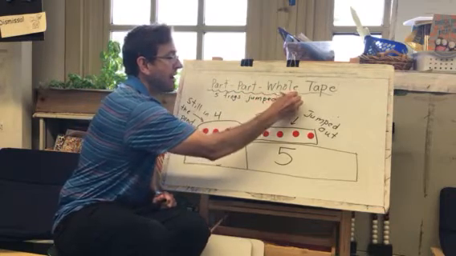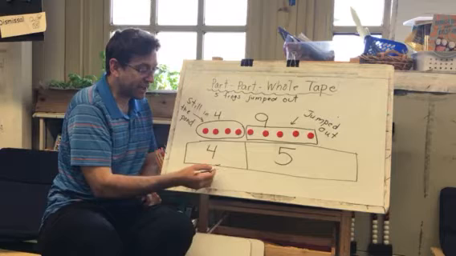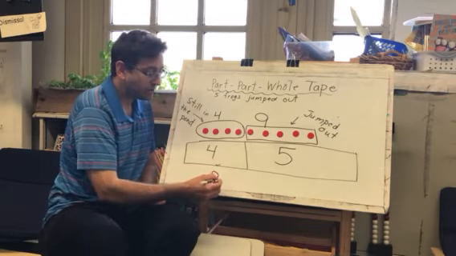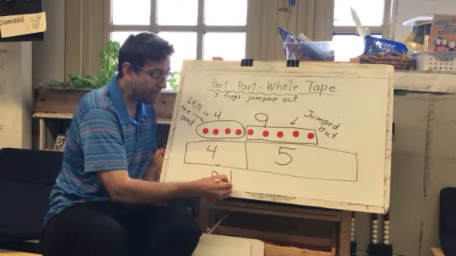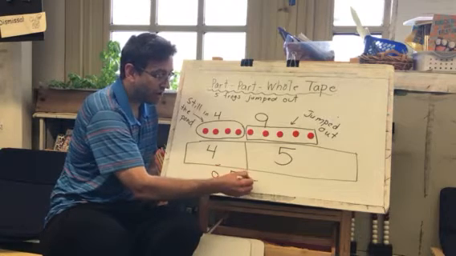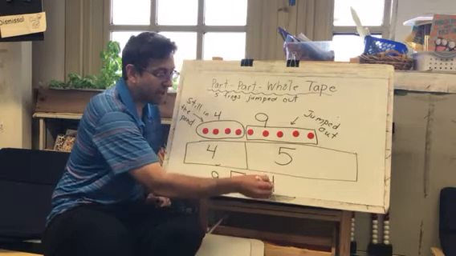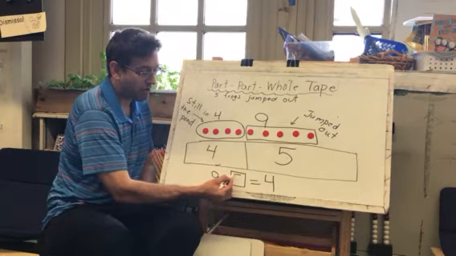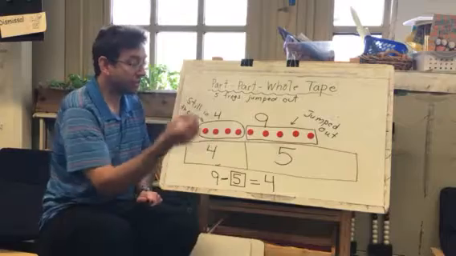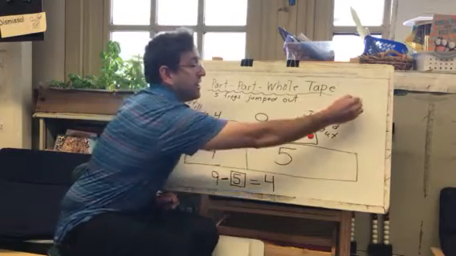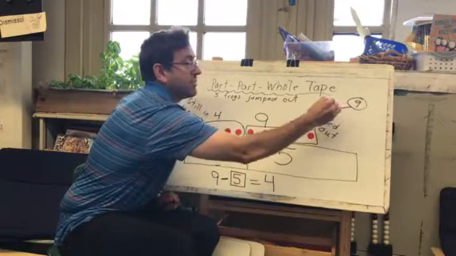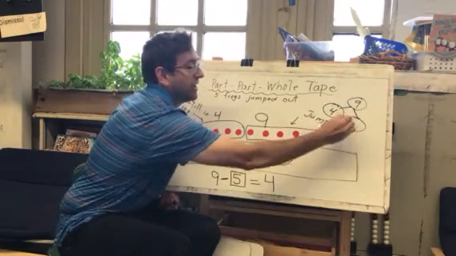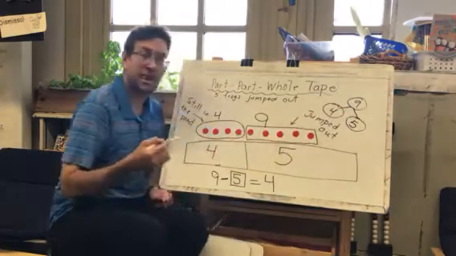jumped out. If I wanted to do a number sentence, I could write 9 frogs in the pond, and then some of them jumped out, and then 4 stayed in the pond. So how many jumped out? 5. If I wanted to do a number bond, I could do it like this. There were 9 frogs in the pond, 4 were still there at the end of the story, 5 jumped out.